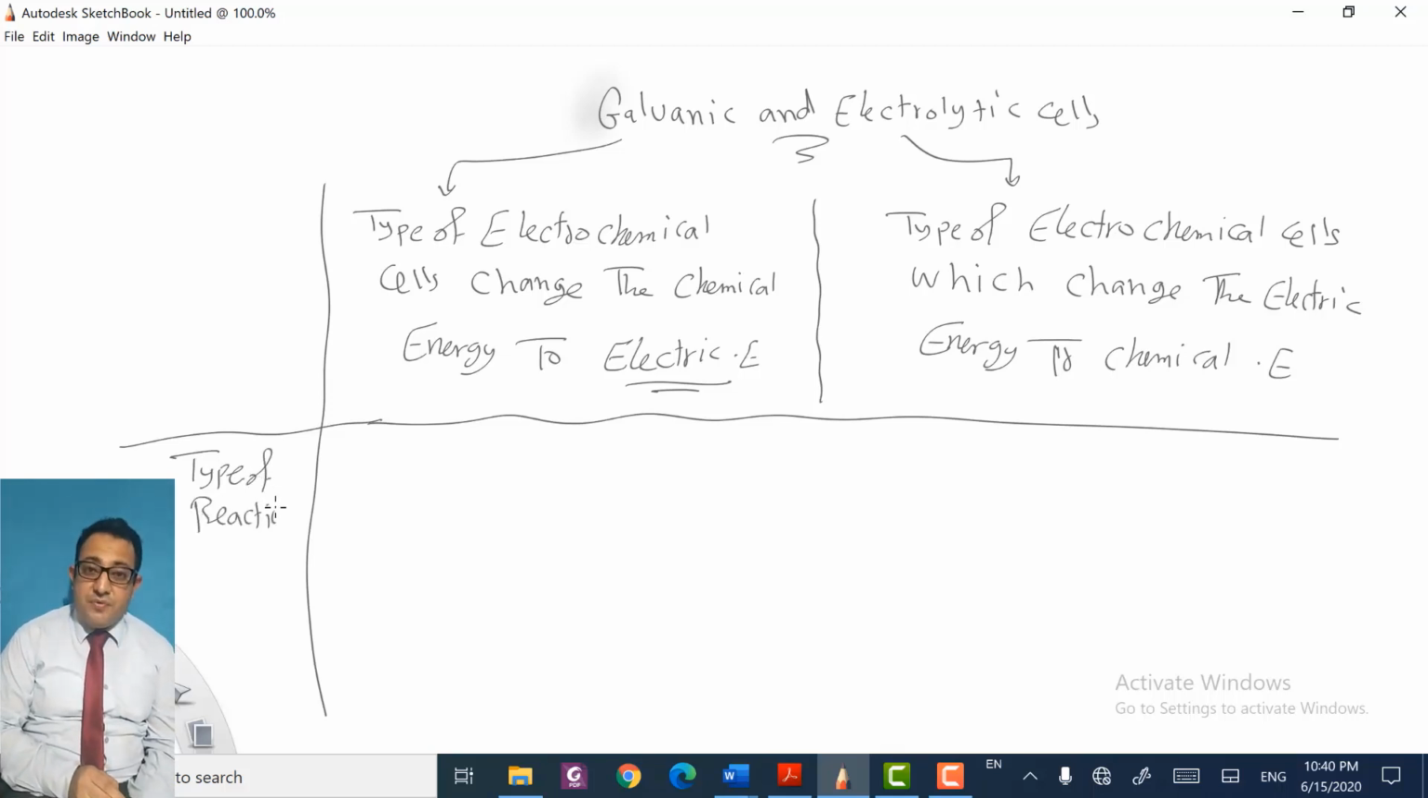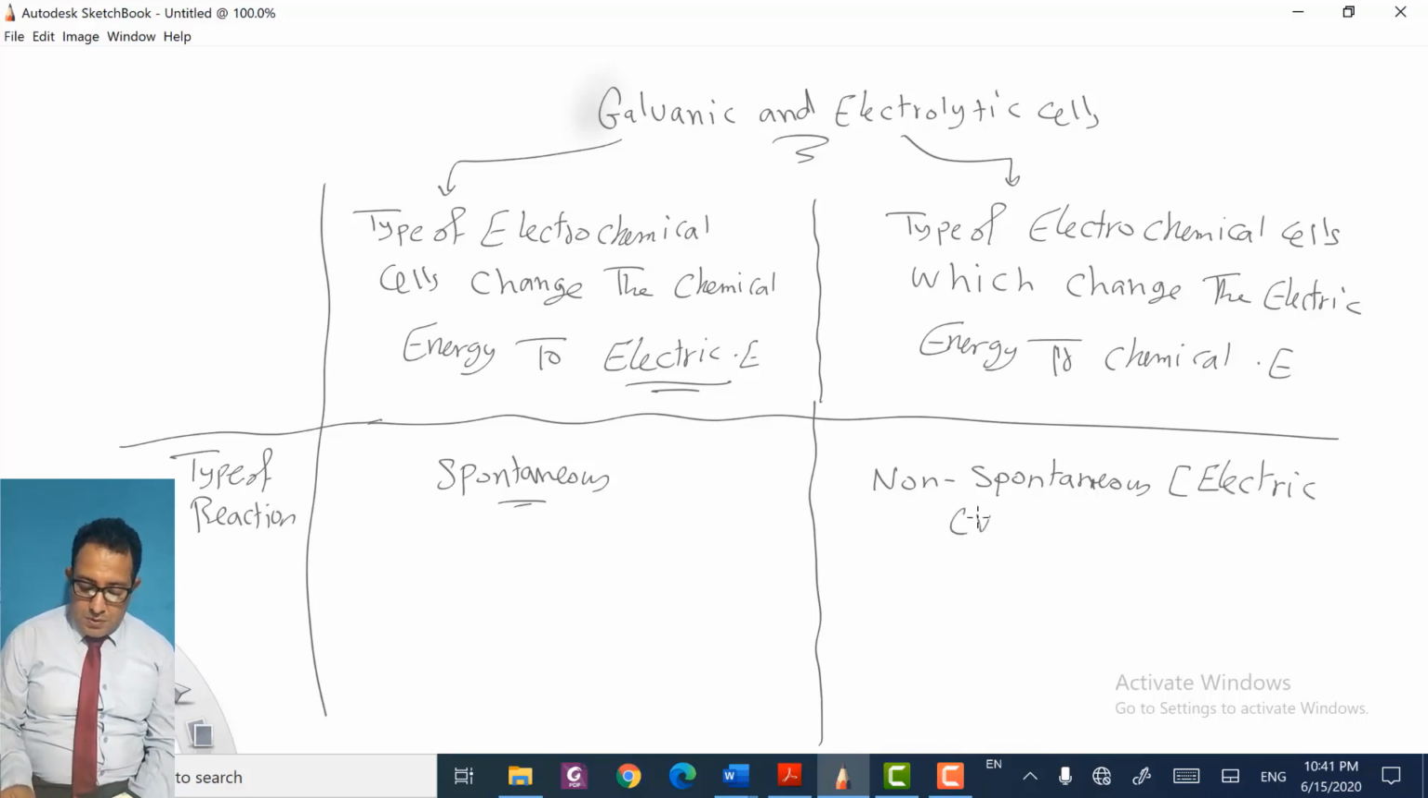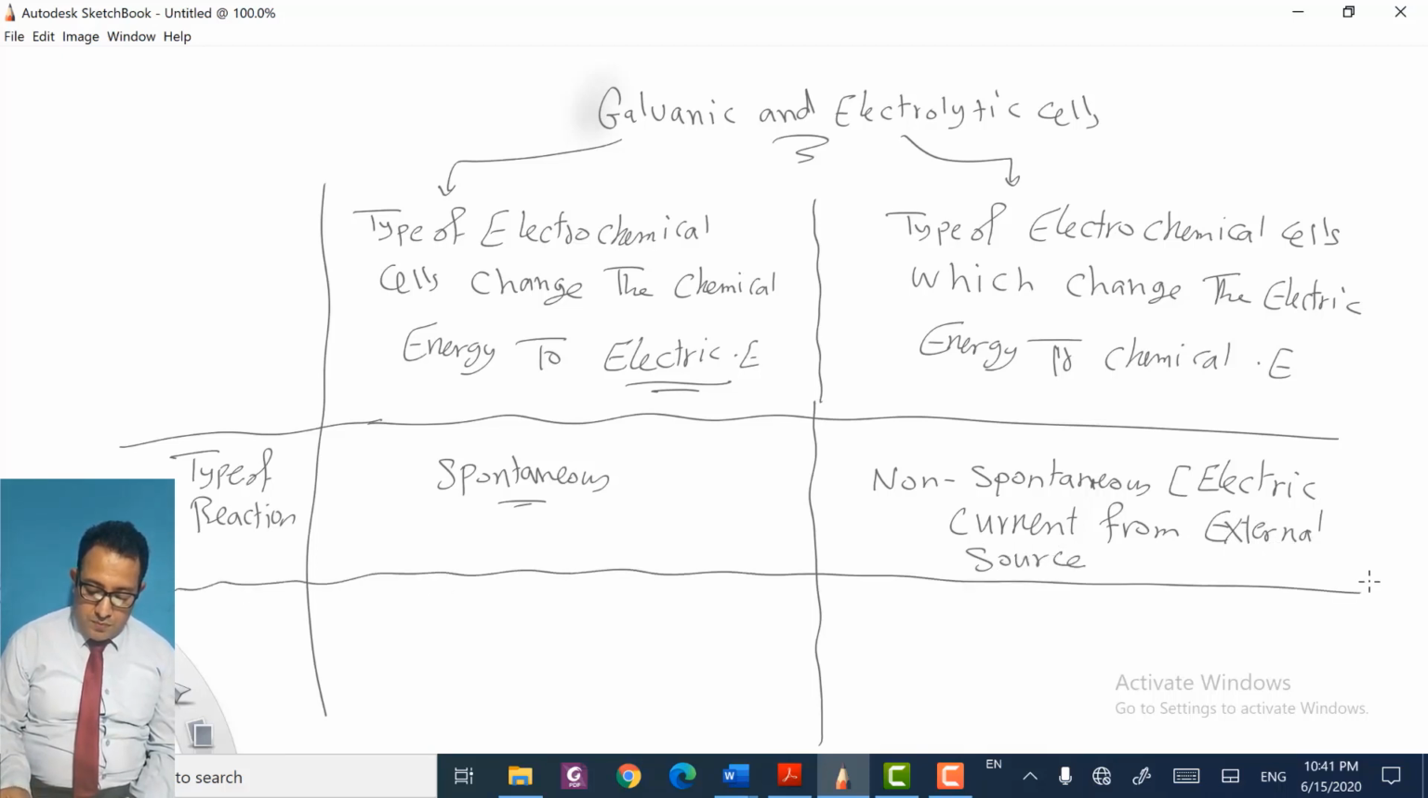What is the difference according to the type of reaction? The galvanic cell is spontaneous. What's meant by spontaneous? Producing electric current. But for the electrolytic cell, it is non-spontaneous. Electric current comes from an external source.